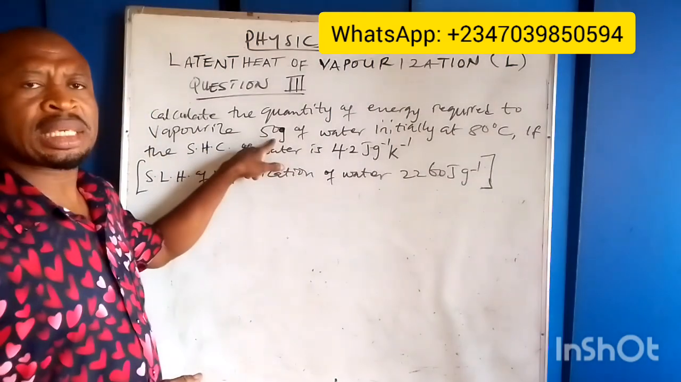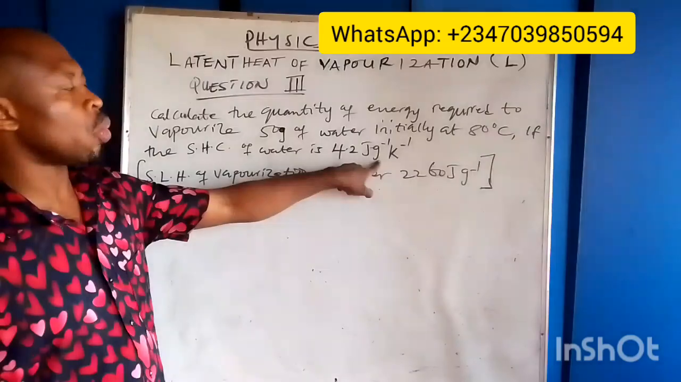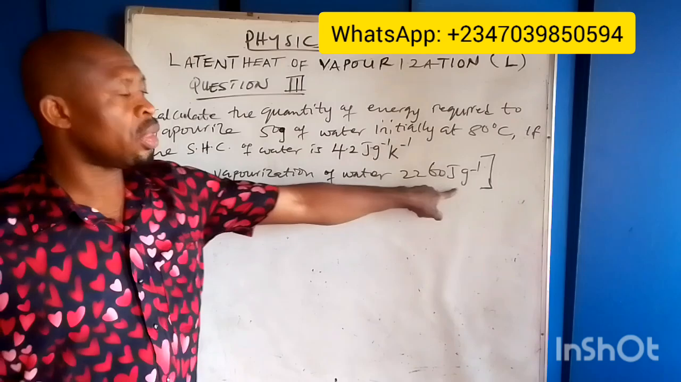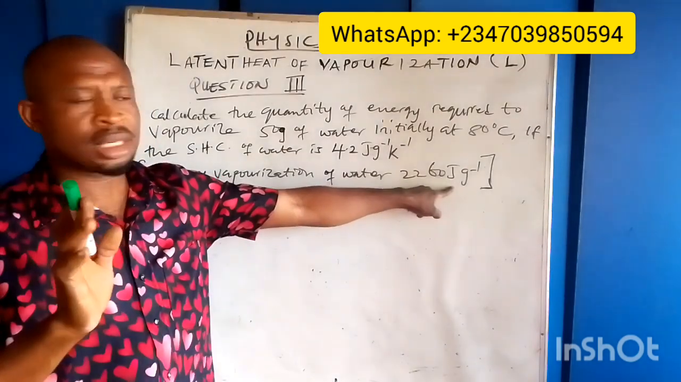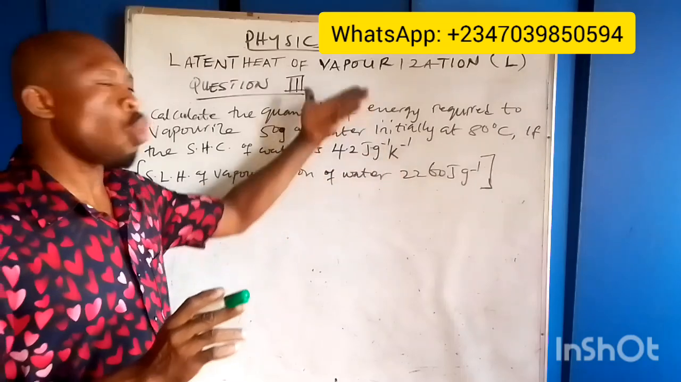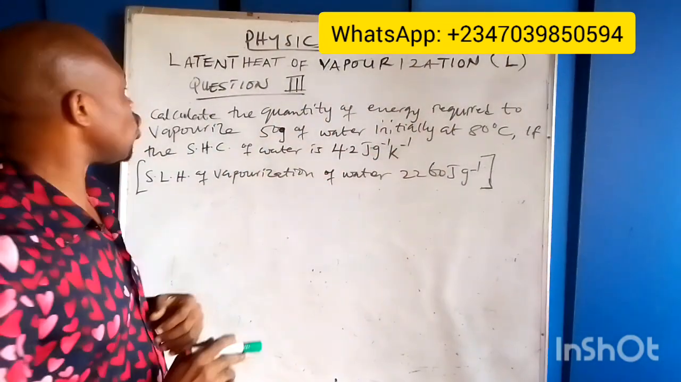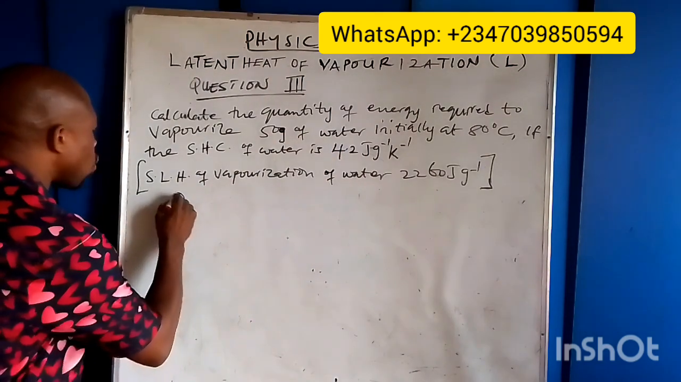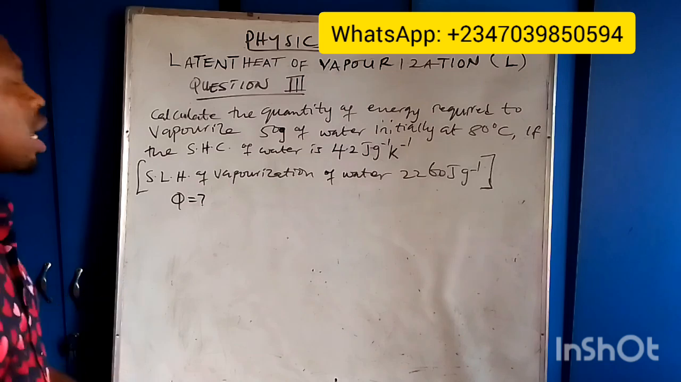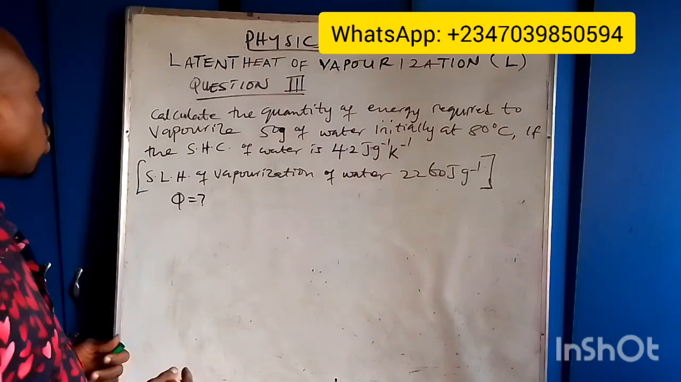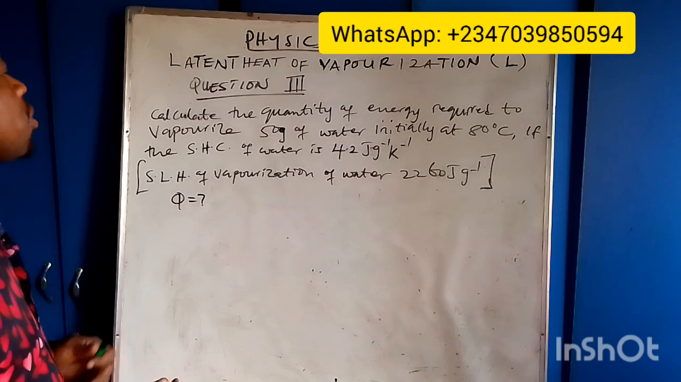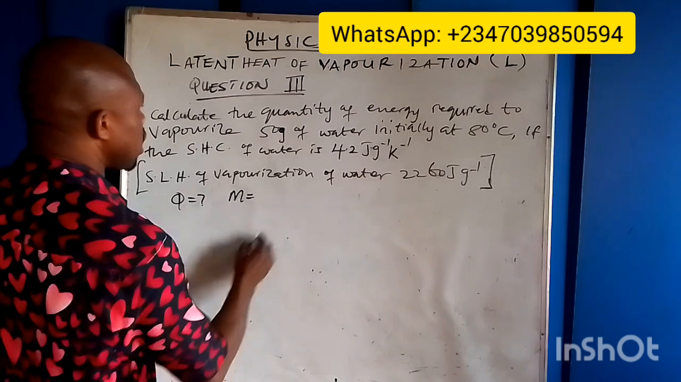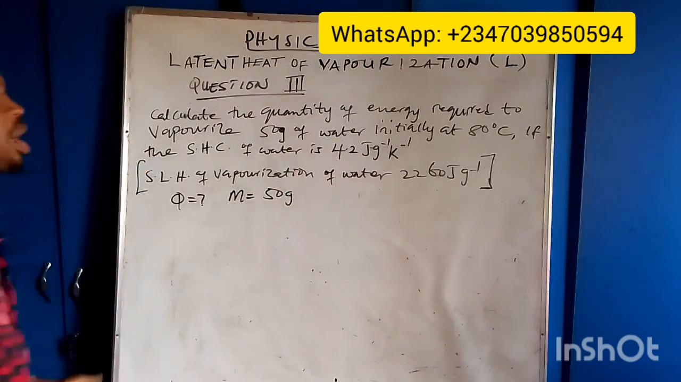One, the mass is given in grams. Also, the specific heat capacity of water is also in grams. There is no need trying to convert. So you work with the value given to you. Now, they say calculate the quantity of heat or the quantity of energy. We can represent it as what? Question mark. Mass of water, M, is 50 grams.